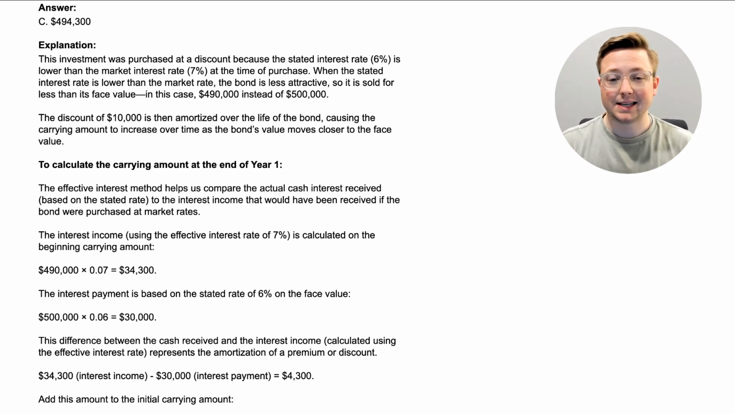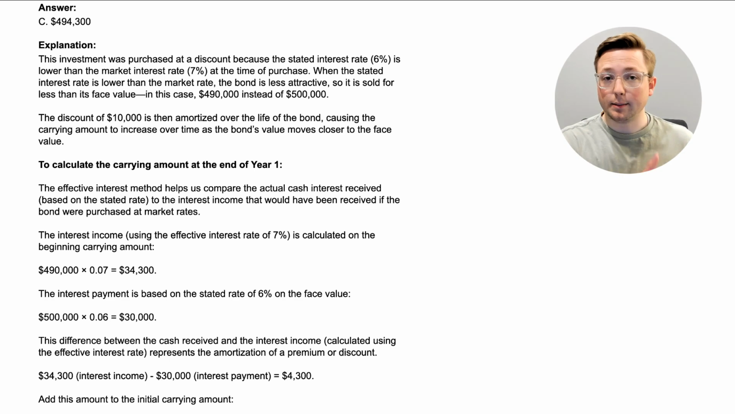This investment was purchased at a discount. So it didn't tell us that specifically, but you could easily figure that out because the stated interest rate of 6% is lower than the market interest rate of 7% at the time of purchase. When the stated interest rate is lower than the market rate, the bond is less attractive, so it is sold for less than its face value or par value. You might see that. It's face value, par value, basically the same thing. In this case, $490,000 instead of $500,000.